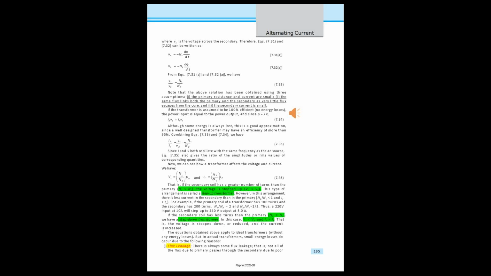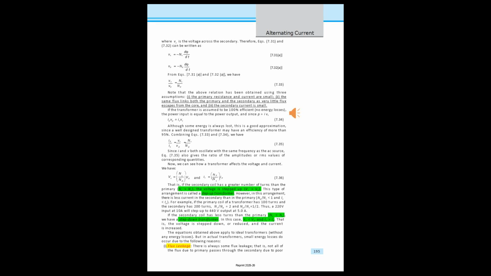Note that the above relation has been obtained using three assumptions. The first one: the primary resistance and current are small. The second: the same flux links both the primary and the secondary, as very little flux escapes from the core. And the third one: the secondary current is small.